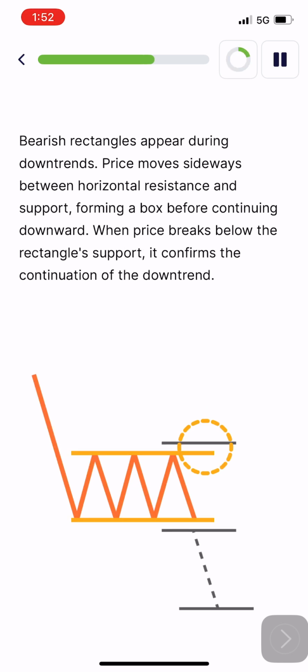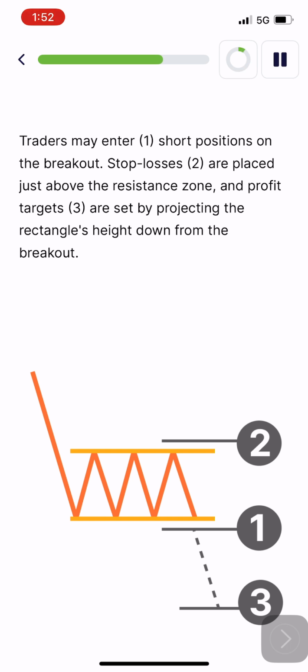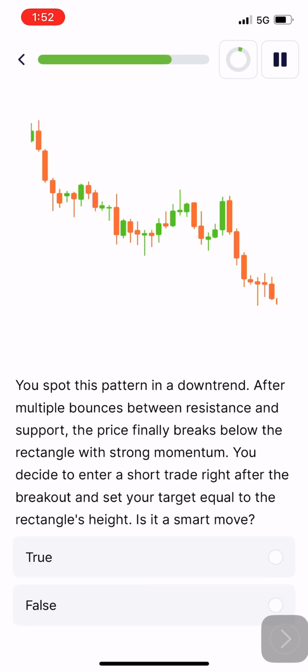Price moves sideways between horizontal resistance and support, forming a box before continuing downward. When price breaks below the rectangle's support, it confirms the continuation of the downtrend. Traders may enter short positions on the breakout. Stop losses are placed just above the resistance zone, and profit targets are set by projecting the rectangle's height down from the breakout.